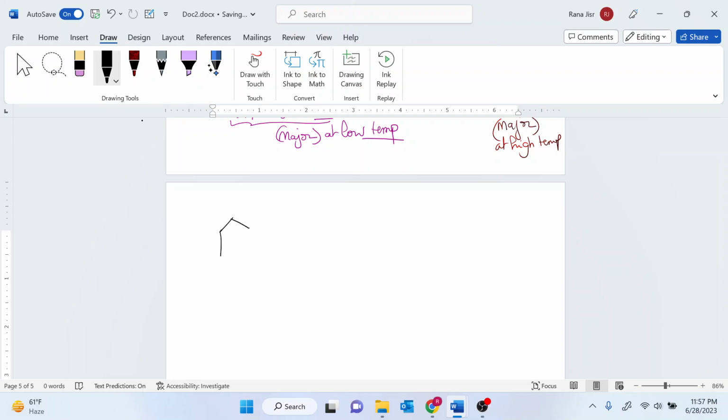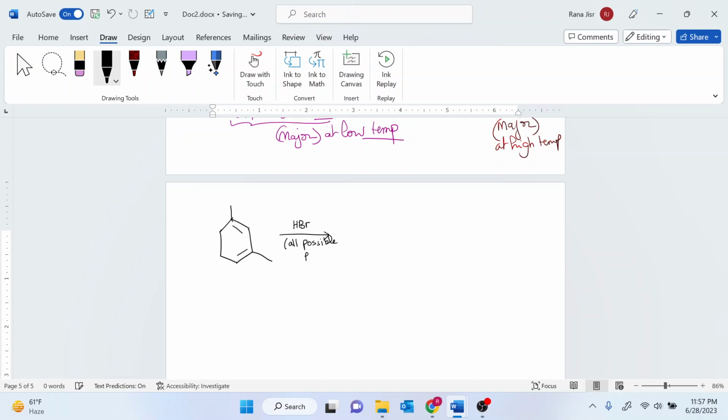As I said, our target is to form the most stable carbocation. And the most stable carbocation is an allylic carbocation. This is always the case. So let's go ahead and react this, for example, with HBr. And here I want you to put all possible products.